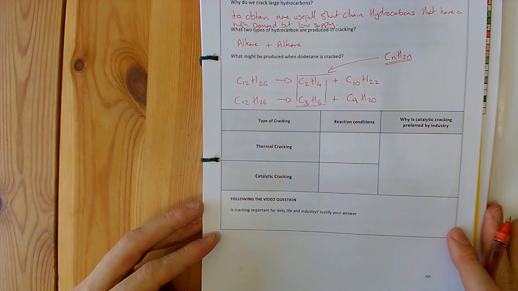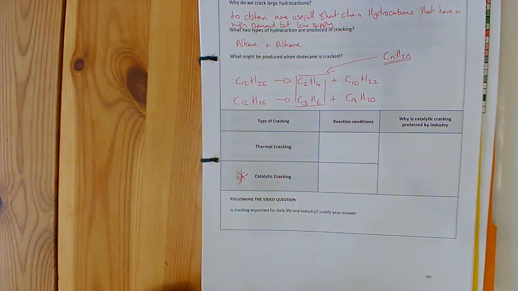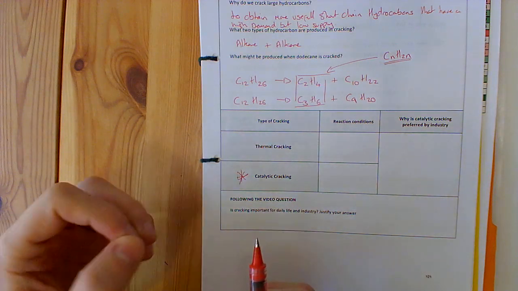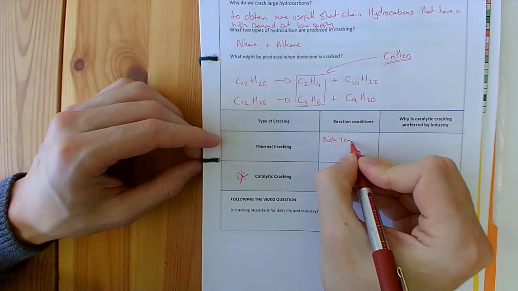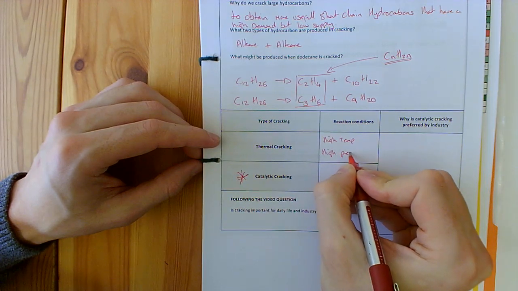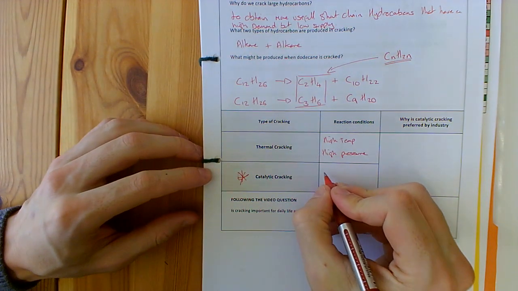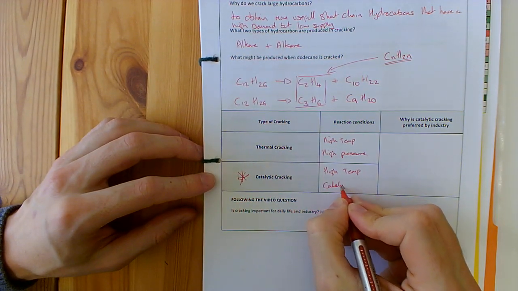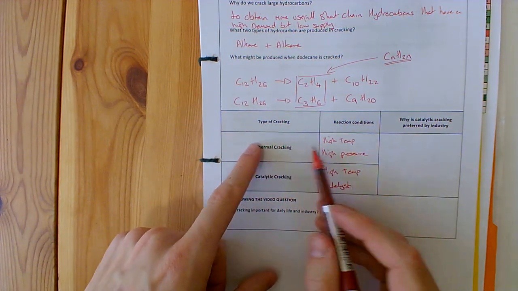So we've got two types of cracking that we need to talk about. This is the one they will talk about most often. So if they don't specify, if they just say cracking, then they're actually talking about catalytic cracking. But if they do specify thermal cracking, then it is slightly different. So thermal cracking is a high temperature and a high pressure. And it will break our hydrocarbon down. Catalytic cracking will also be a high temperature and with a catalyst, as the name suggests. Now, this is the preferred option. This is preferred to thermal cracking.